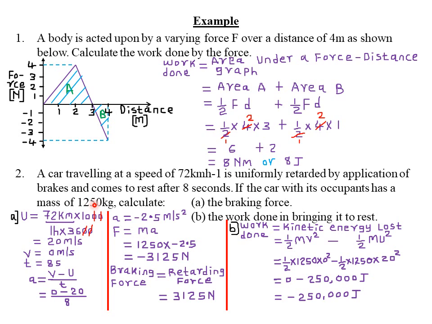We are given the mass of that particular body, but we don't have acceleration, but we are given u, v, and t. Therefore, we first of all find our acceleration, which is equal to change in velocity over time. So v minus u over time. So final velocity is 0 because the body was coming to a state of rest after the motion. So final velocity is 0 minus initial velocity, which is 20, divided by time, which is 8 seconds. So this gives you an acceleration of negative 2.5 meters per second squared.